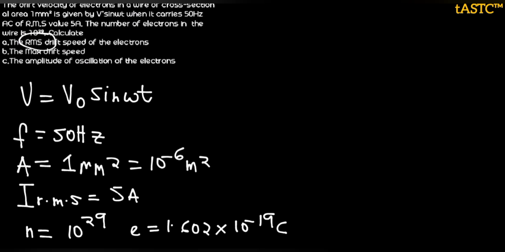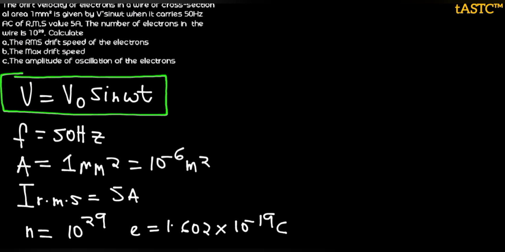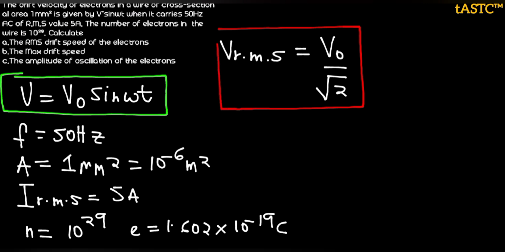So now we need to find out what is going to be the root mean squared drift velocity of the electrons. Now from this representation, V is equal to V0 sine omega t, we could well say that V RMS, that is the root mean square velocity, is supposed to be equal to V0 divided by the square root of 2. Now, because we got this as well as I RMS, there must be a relationship between current and the velocity. This is called the drift current. This is the drift velocity.